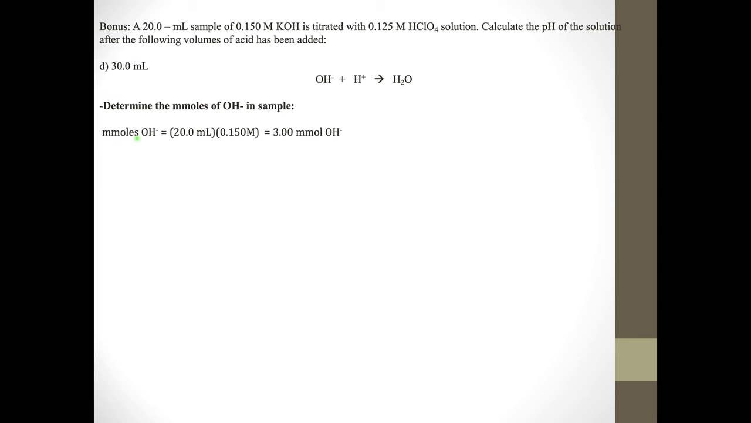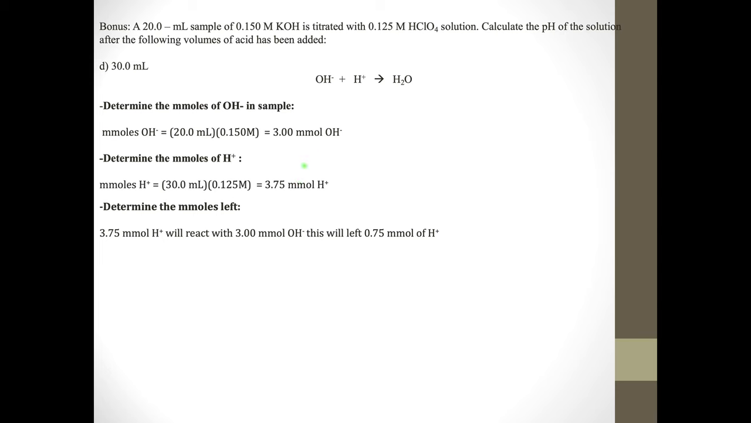And the last one was, what was the pH when we add 30 mils of the perchloric solution to the sample? So now we can calculate the moles of hydronium ion. We multiply this volume here times the concentration, and we're going to have 3.75 millimoles of the hydronium ion. Then we can calculate how many we have left. Well, this reacts with the 3 millimoles of hydroxide ion, and we're going to have left 0.75 millimoles of the hydronium ion. We can calculate now the concentration of the hydronium ion directly from here, divided by the total volume, that's going to be 50. So it's going to be 0.75 divided by 20 plus 30. And the concentration now is going to be 0.015 molar of the hydronium ion.